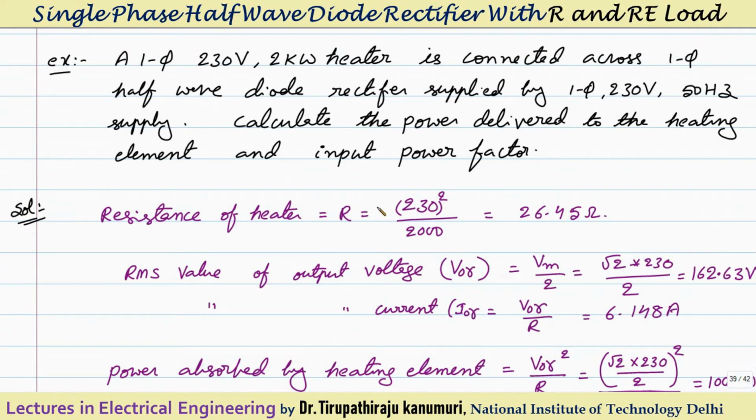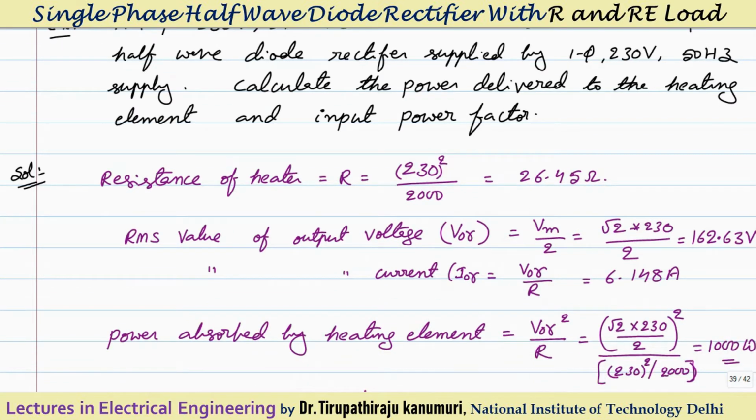First let us calculate the resistance of the heating element. The heating element rating is 230 volts, 2 kilowatt. So V square divided by R is equal to power, or V square by power is equal to R. That is 230 square divided by 2000. You will get it as 26.45 ohms.